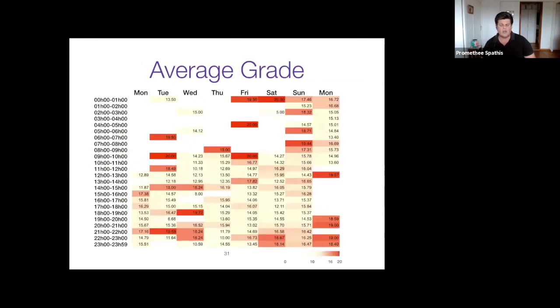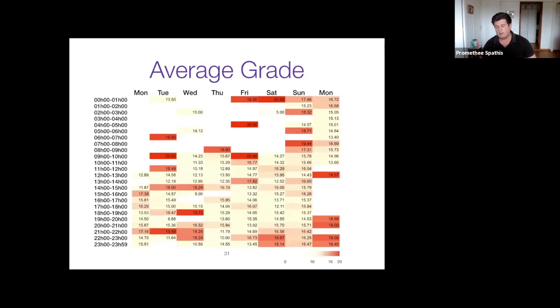So what we try to do here is to check what is the average grade of the student depending on the time slot of the weekday they are submitting. We cannot really see here a clear indication that if you work on Sunday, your grades are less good than if they work in the middle of the week.